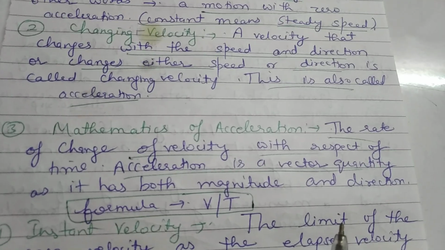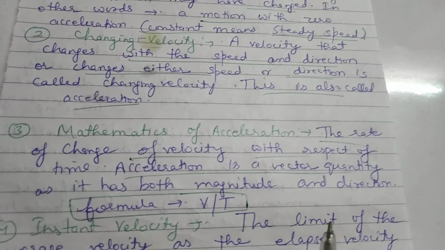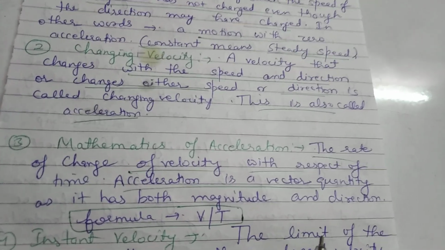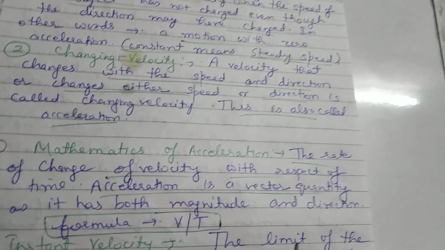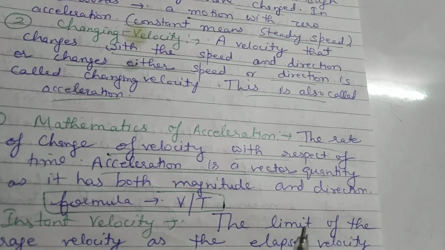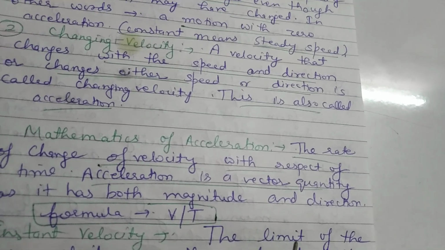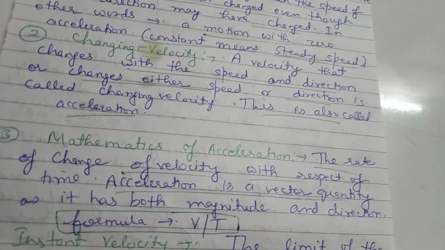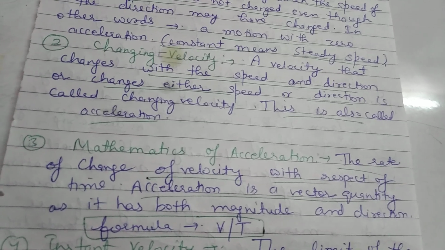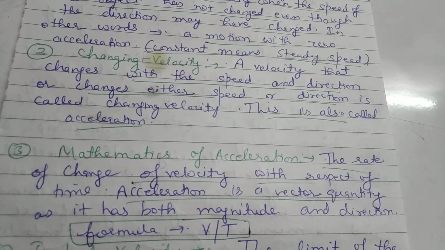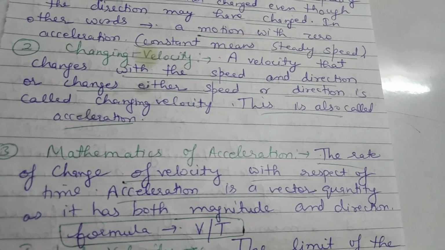Number 3, mathematics of acceleration. It is the rate of change of velocity with respect to time. It is a vector quantity, and it has both magnitude and direction, and the formula is A equal to V upon T. What is the mathematics of acceleration formula? A is equal to V upon T.